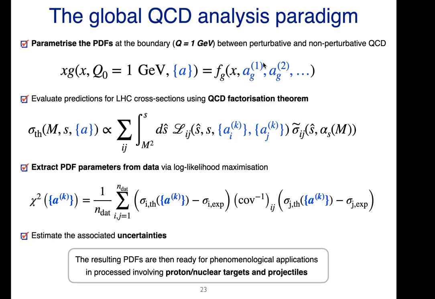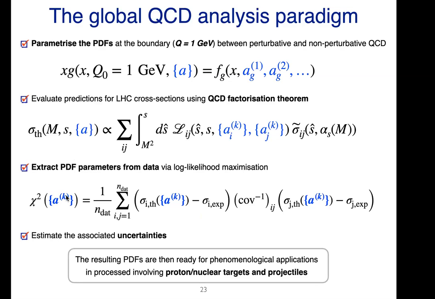Then you take these PDFs, you evolve them using DGLAP, you combine them with the partonic matrix elements, and then you end up with a prediction for LHC cross sections, which depend on these parameters A. Okay, so you will have a series of predictions which depend on the parameters of your PDF model. And then you take your predictions, you compare them with the data, and then you solve a maximum likelihood optimization problem, and you obtain the best fit values and the errors on the parameters. So typically, you construct some kind of chi-square. This chi-square depends on the model parameters, A sub k, and then you minimize this chi-square, and you find the A sub k that get you to the best description of the data.